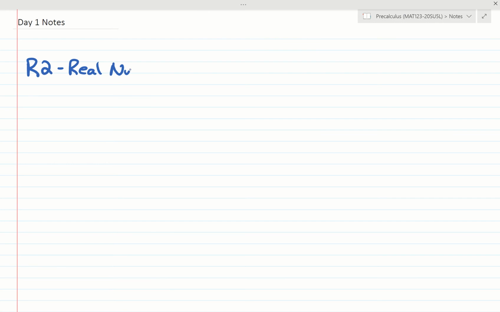Alright, so let's start learning. Today what we're going to do is cover a few different sections. Let's start with section R2, which is called Real Numbers and Their Properties.